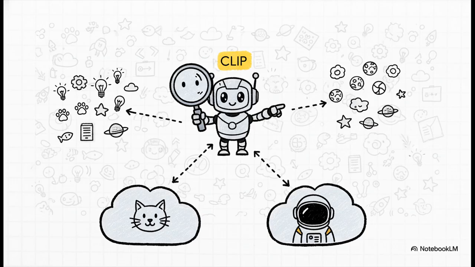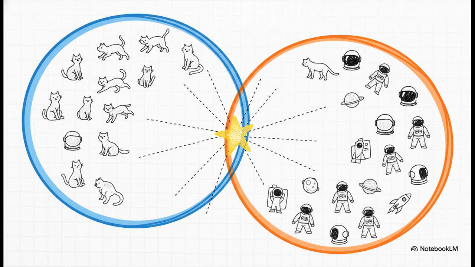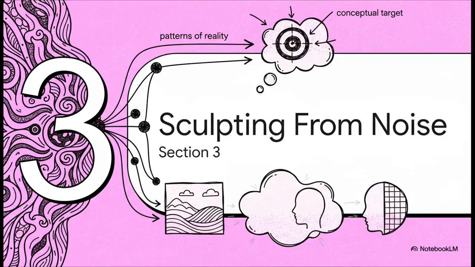But here's the cool part. CLIP doesn't just find two separate spots. It finds that one, unique, conceptual location where the idea of cat and the idea of spacesuit actually intersect. And this intersection, it becomes a kind of mathematical guiding light that the AI is going to follow during the creation process. All right, so the AI has learned the patterns of reality, and it's got a target from our prompt.